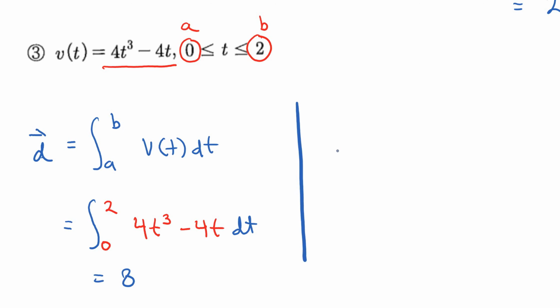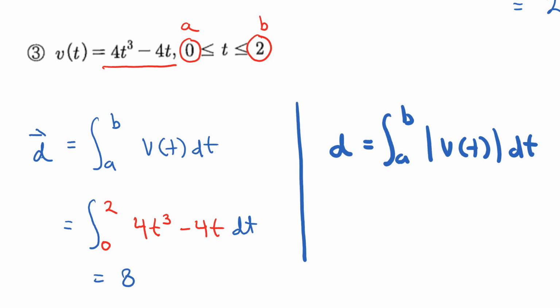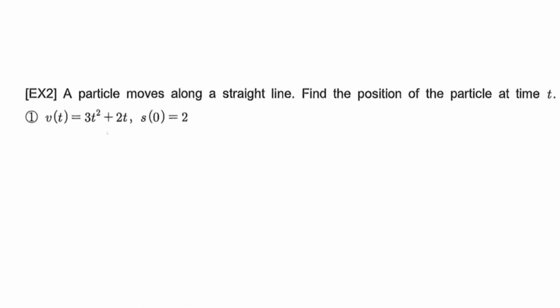If you want to find the total distance, I'll use letter D for distance here. That's the integral from a to b of the absolute value of v of t dt. Let's plug in our values again. This is going from 0 to 2 again. Now I need the absolute value of 4t cubed minus 4t, and then dt because everything is in terms of t. Then go to your graphing calculator, and you should get a total distance of 10 units. That's it for questions 1 and 3 to get the homework started. Then let's move on to the next questions.